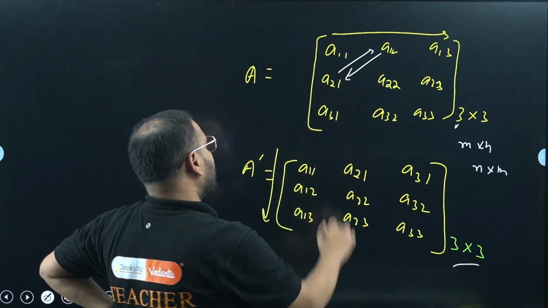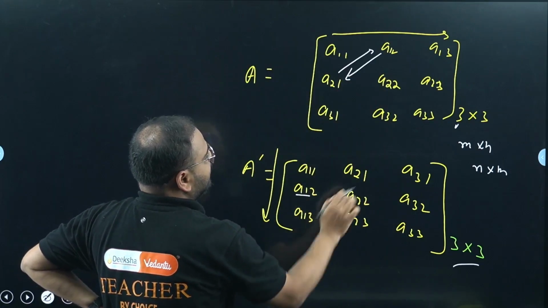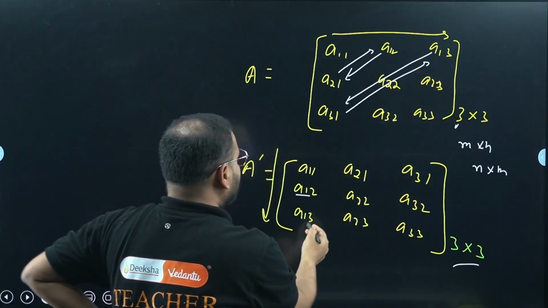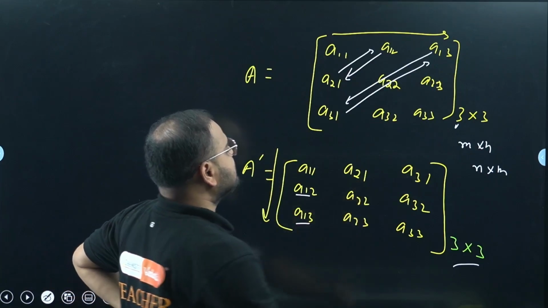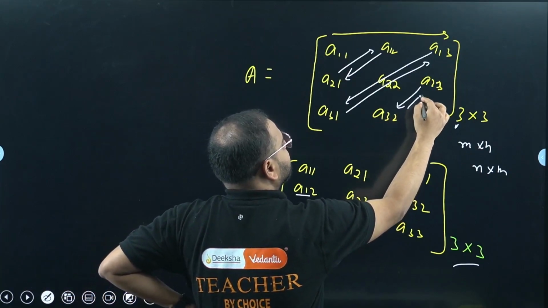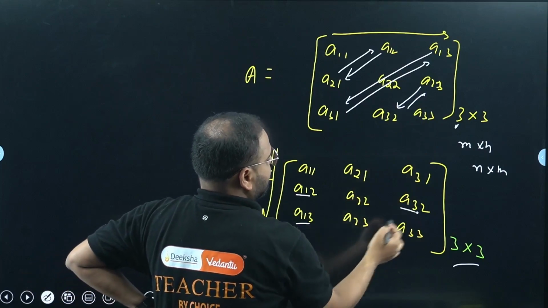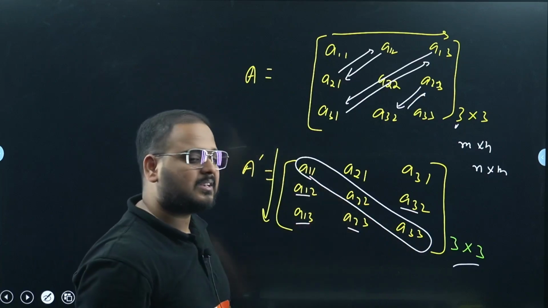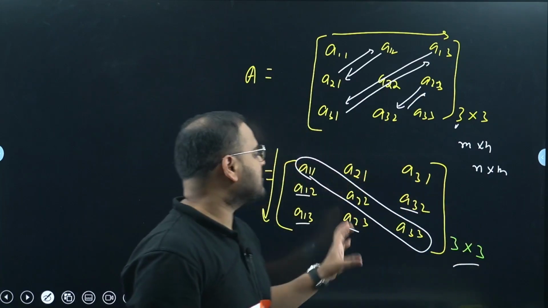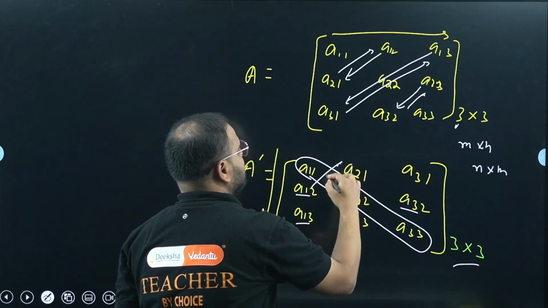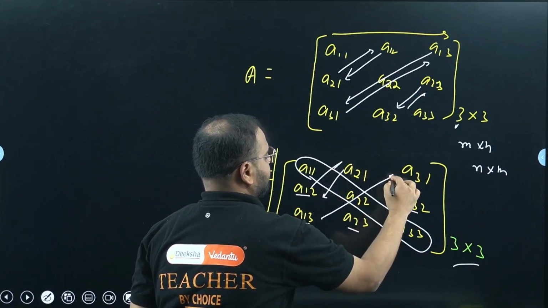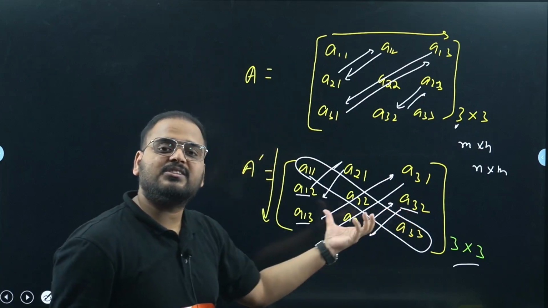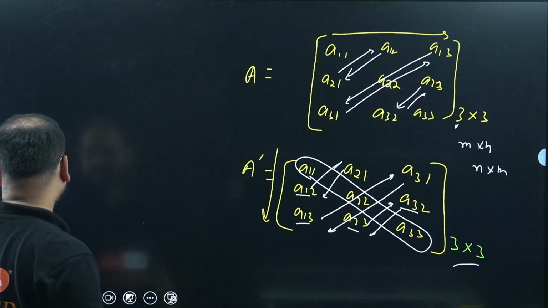So A12 comes to A21. Check here. A12 is here and A21 is there. Same thing goes here. This will come here and this will go there. So A13 has come here and A31 has gone there. Same will go here. So A23 and A32, you can check here, and the diagonal remains same. So for the square matrix, just interchange the places of these two and these two. I hope you understand. Just interchange the places of elements of upper and lower triangular matrix.